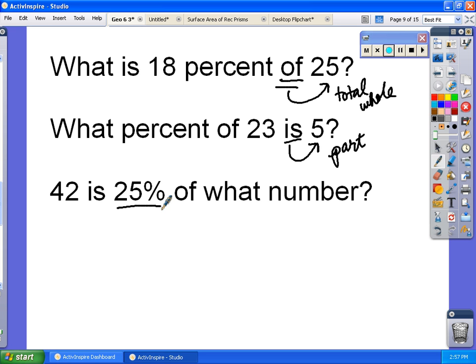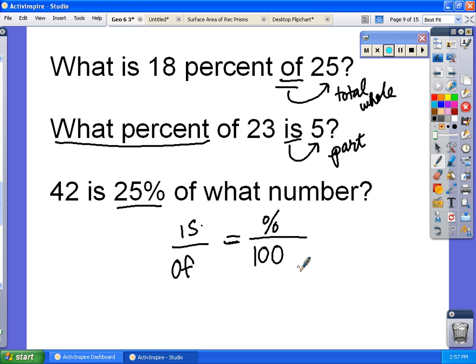So here you can see we have a percent. Here it uses the words "what percent," so you don't know the percent. As you do these problems, you just have to set up a proportion, and the proportion is really easy to remember. We say is over of, which is essentially the part over the whole, will always equal the actual percent. You don't need the percent sign, and since a percent is always out of 100, it's over 100. I'm going to show you how we use this proportion for each of these problems, and once you get the hang of it, these are really, really easy.